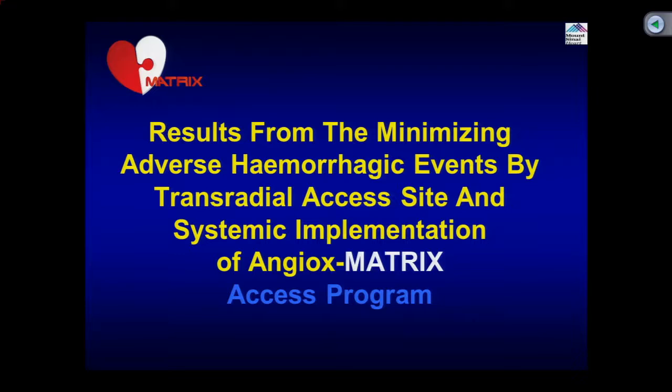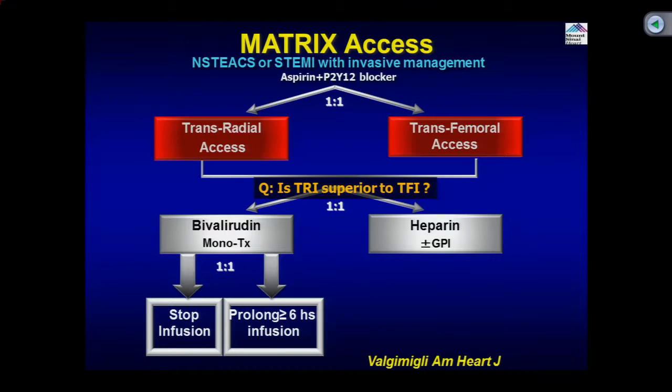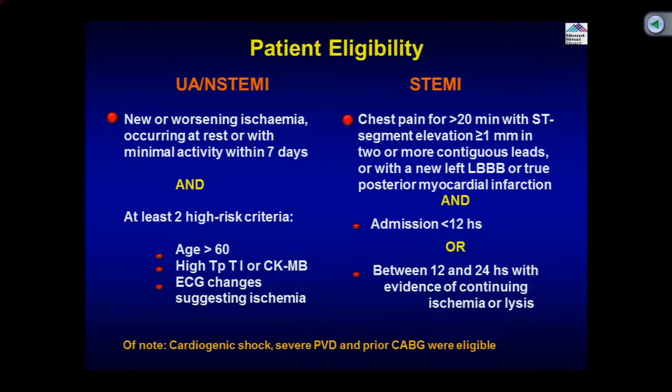The MATRIX trial was basically about how you can minimize adverse hemorrhagic events by transradial access site and systemic implantation of Angiomax. That is what MATRIX stands for. It compared transradial to transfemoral in about 10,000 patients, and then subsequently there was 1-to-1 randomization to bivalirudin versus heparin plus or minus 2B3A, which was used in 25%. In this study, with bivalirudin they either stopped the infusion after the procedure, or continued for 6 hours post infusion.